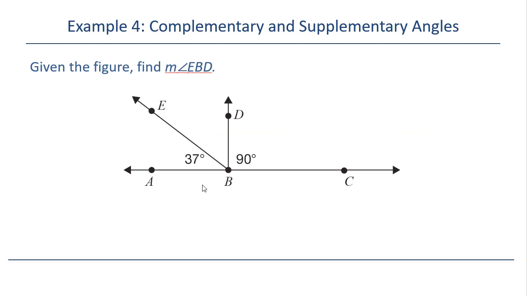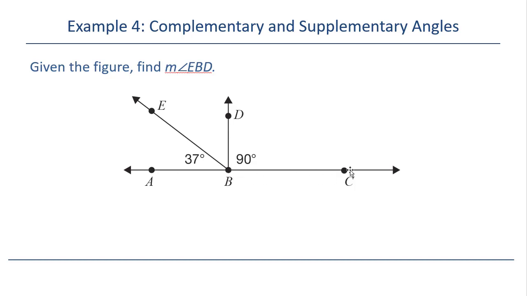Okay, given this figure, can we find angle EBD? Well, first we've got to know what EBD is, right? It's this little space right here. Well, if this is 90 degrees over here, what do we know about angle ABD? It also has to be 90 because line AC is a straight line, and that's 180 degrees.